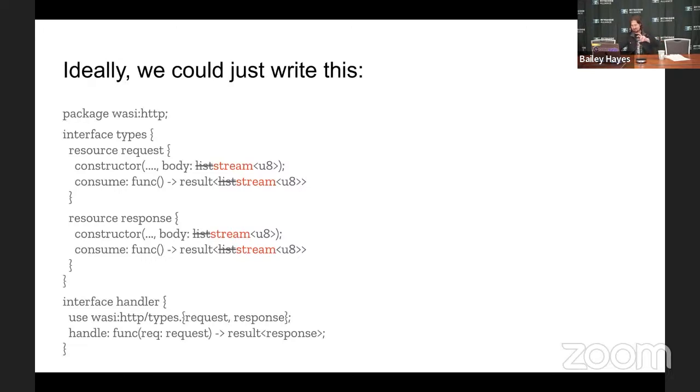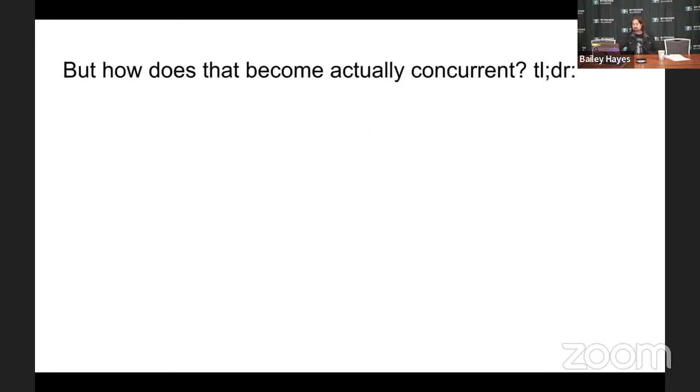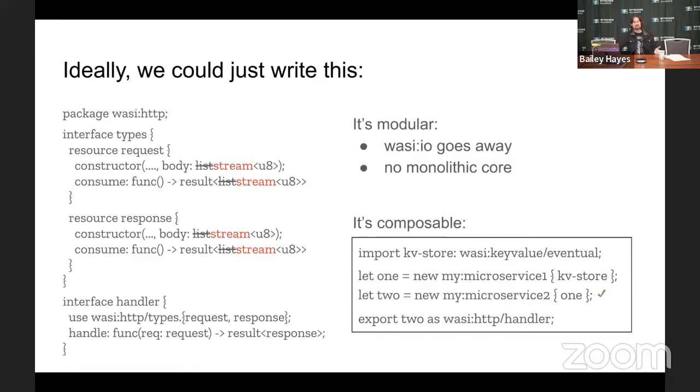Now, obviously, real WASI is a little more complicated. There's bodies and there's fields and all these things, but basically that's the fundamental change I want to make. And there's no WASI IO in this picture. There's no monolithic core where everything funnels through, and it goes back to being composable. Now we have the same handler interface, so my two microservice components can just compose. So that's the way I want to write, the way I want to standardize and publish.